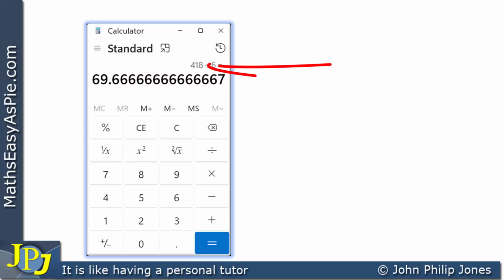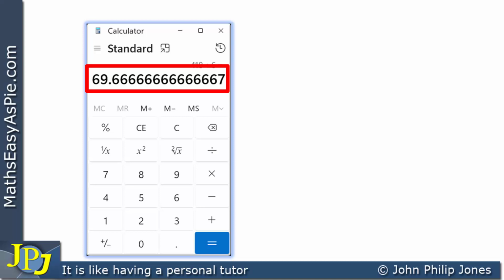So 418 is not a multiple of 6 for 2 reasons. This tells us we have a remainder, and the whole thing is clearly not a whole number.